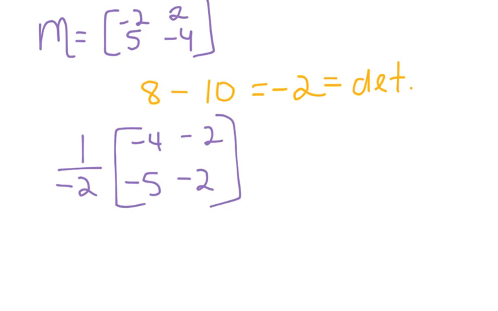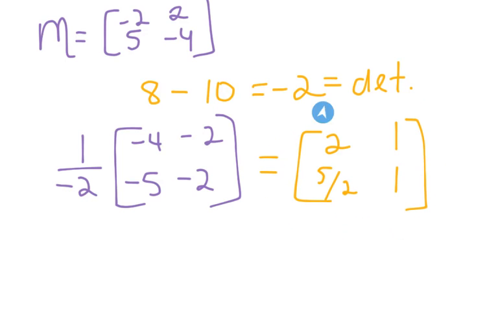So now let's multiply. So you can think of this as like dividing by a negative 2. So negative 4 divided by negative 2 is just 2. Negative 2 divided by negative 2 is 1. Negative 5 divided by negative 2 is 5 halves. And negative 2 divided by negative 2 is 1 again. Okay, so this is our inverse matrix. And to check our answer, I can multiply it by our original matrix. And if we get that identity matrix, then we are correct. So let's do that real quick.